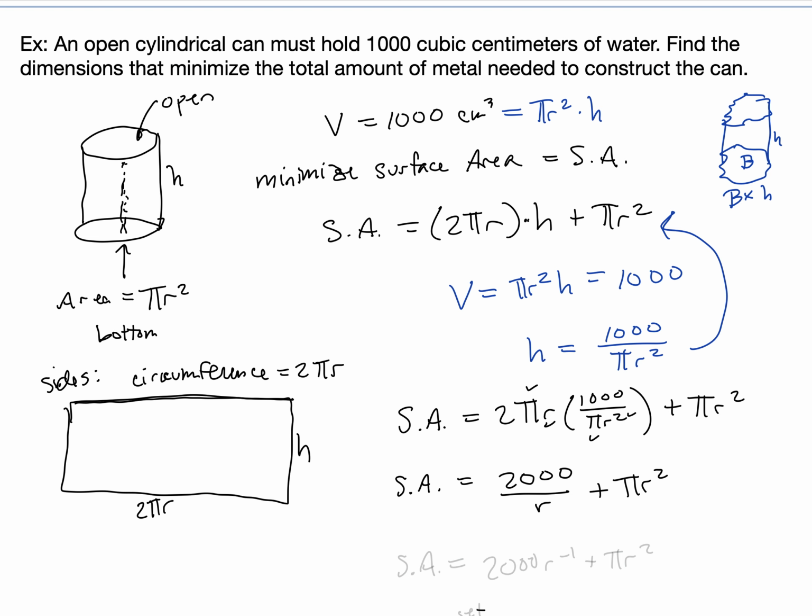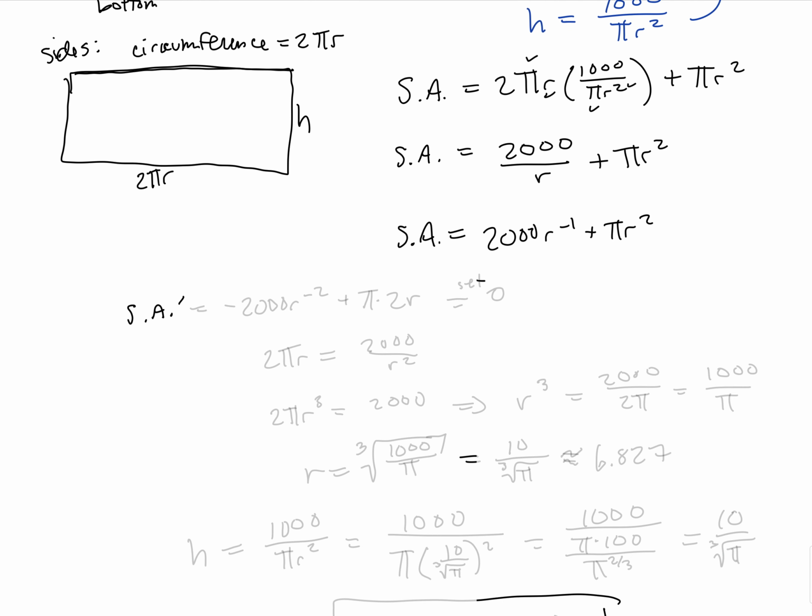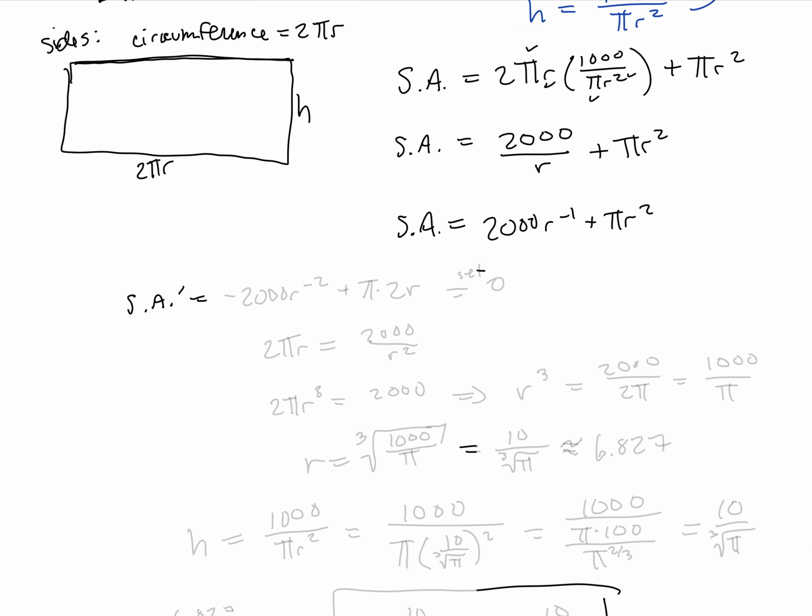So to find the critical values, we'll take the first derivative. Before I take the first derivative, I'm just going to rewrite that as 2000 times r to the negative 1 plus pi r squared. And now taking that first derivative, SA prime, the derivative of the surface area, is negative 2000 r to the negative 2 plus the derivative of pi r squared. Pi is just a constant, so it stays there, pi times 2r is the derivative of r squared. I'm going to be setting this equal to 0 and solving for r.